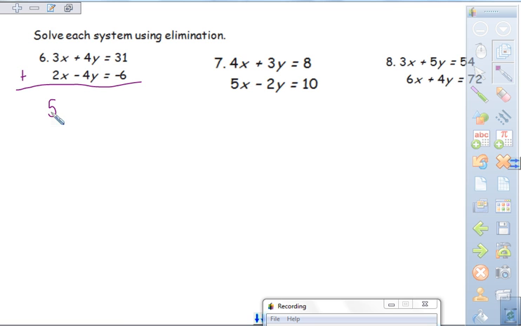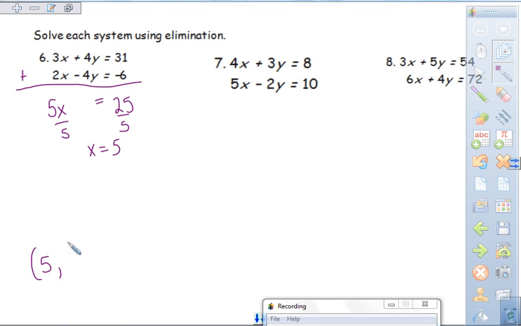So I'm going to add, I'm going to get 5x. 4 and -4 make 0, so they eliminate. And then 31 and -6 make 25. So I have just solved for half of my answer. My x value is 5.